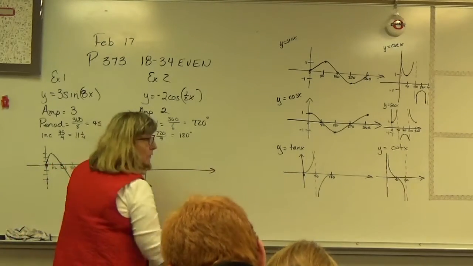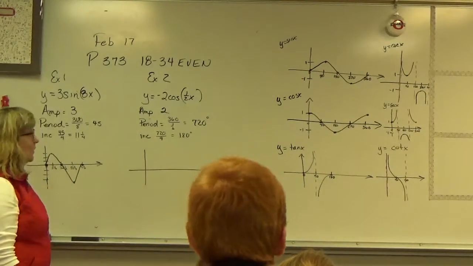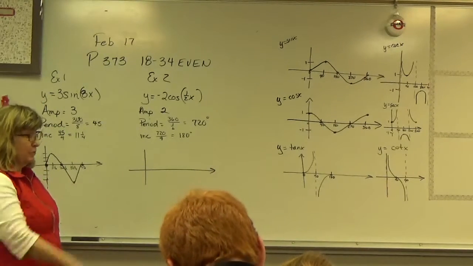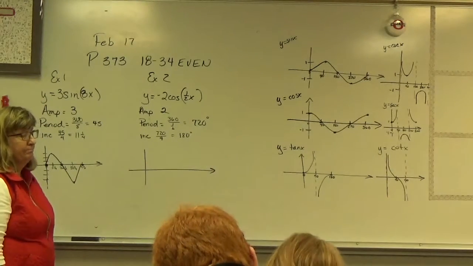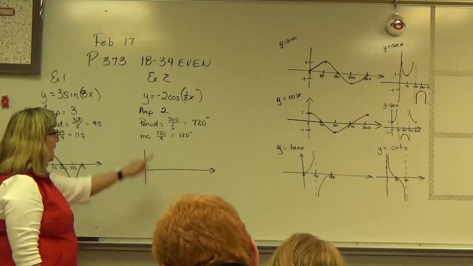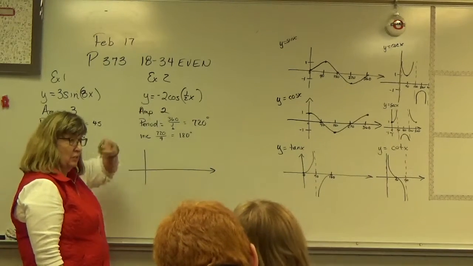How come the amplitude is 2 and not negative 2? Because you take the absolute value of it. Remember those symbols are on that chart. Now, the negative does affect the graph. You're going to see that in just a minute.